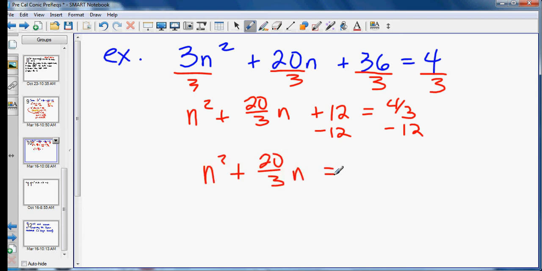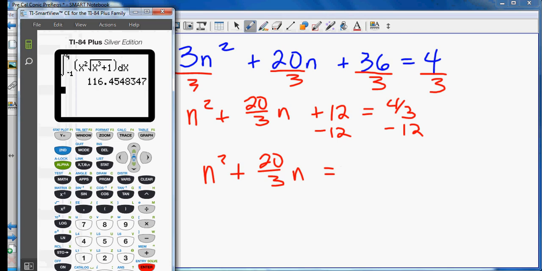Alright, let's see. 4/3 minus 12. You get negative 10.667, or if you prefer the fraction, I think I'll deal with the fraction for now, negative 32/3.